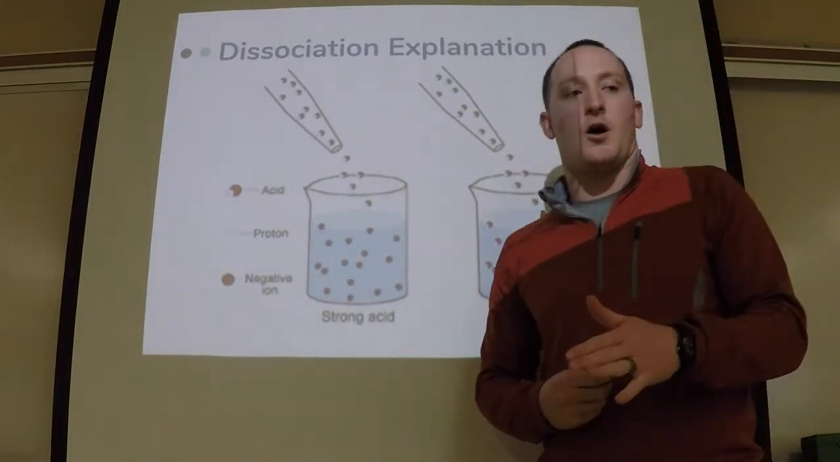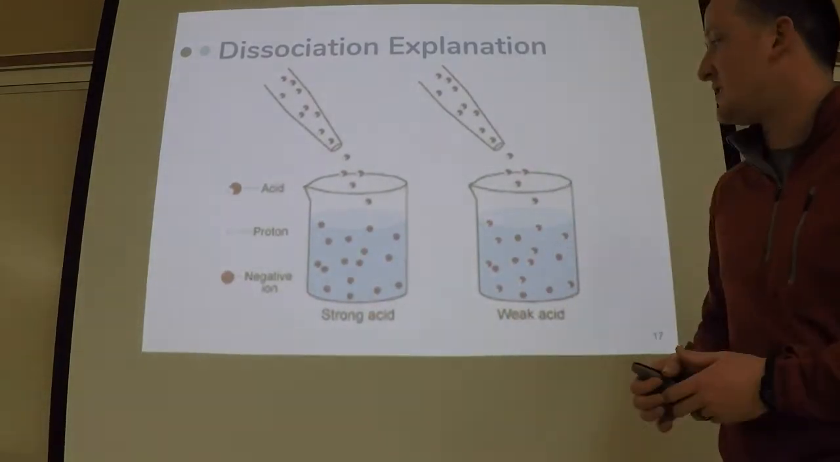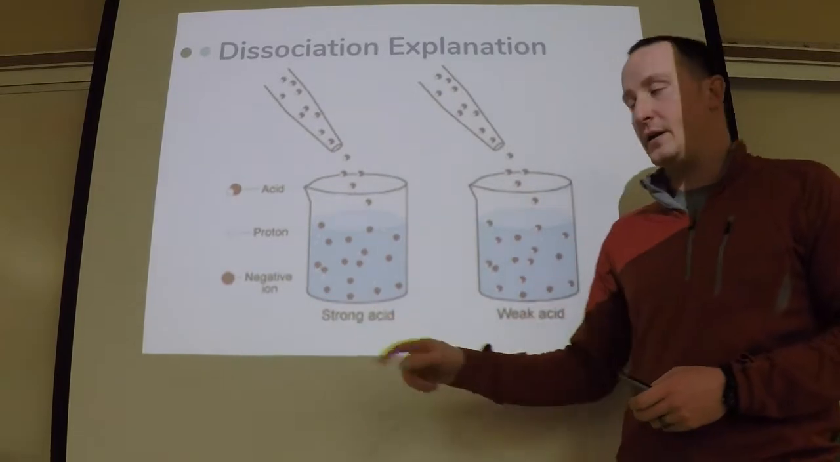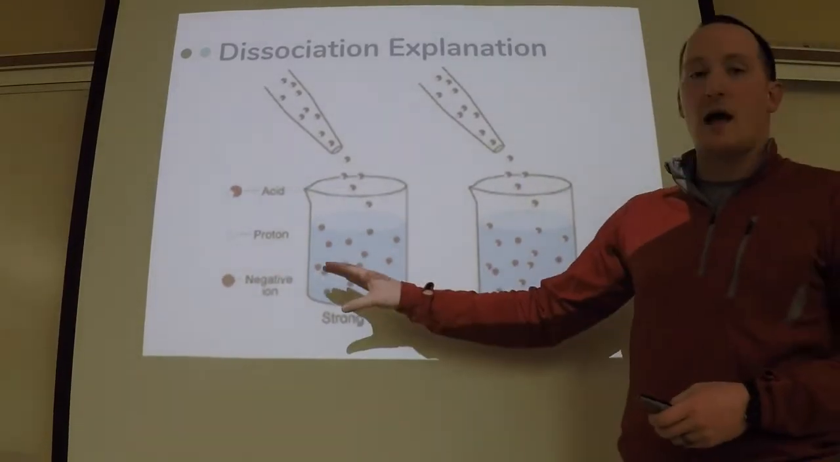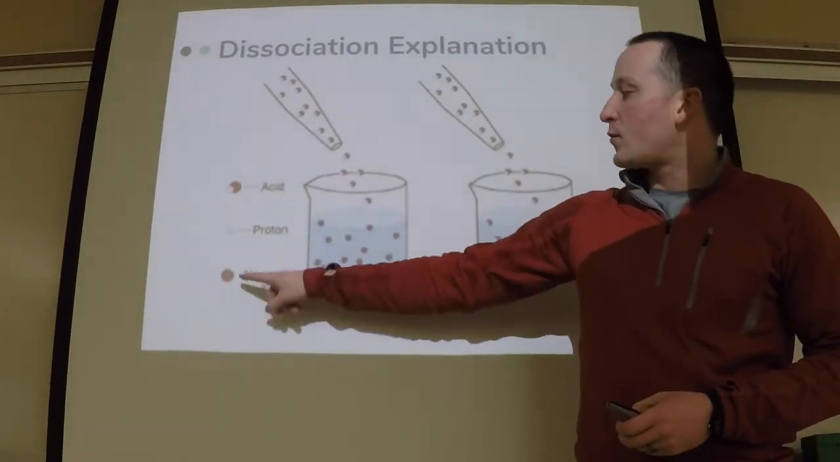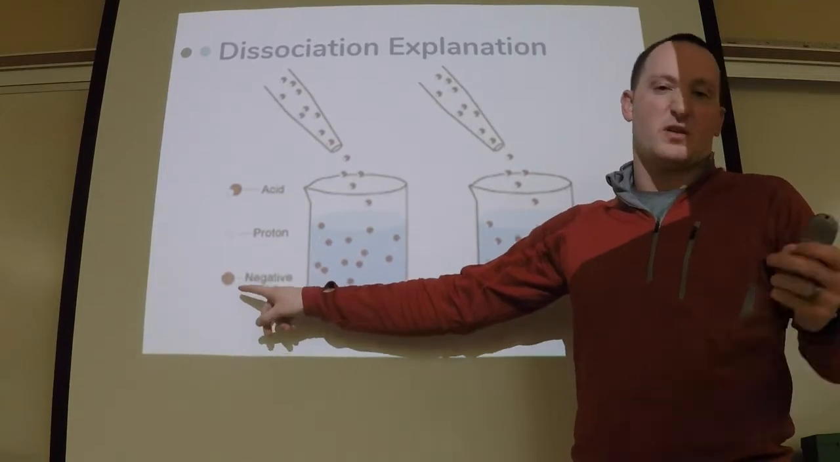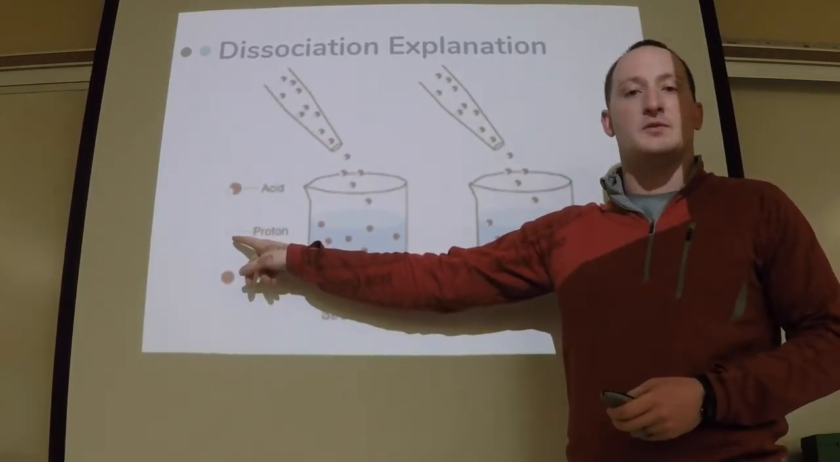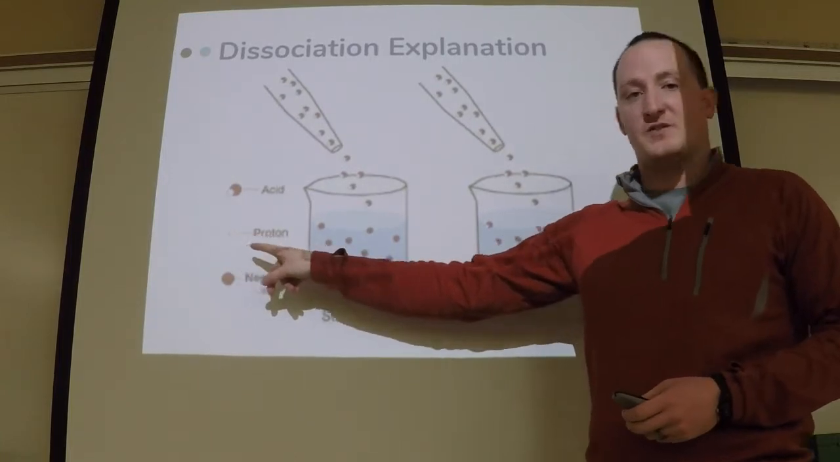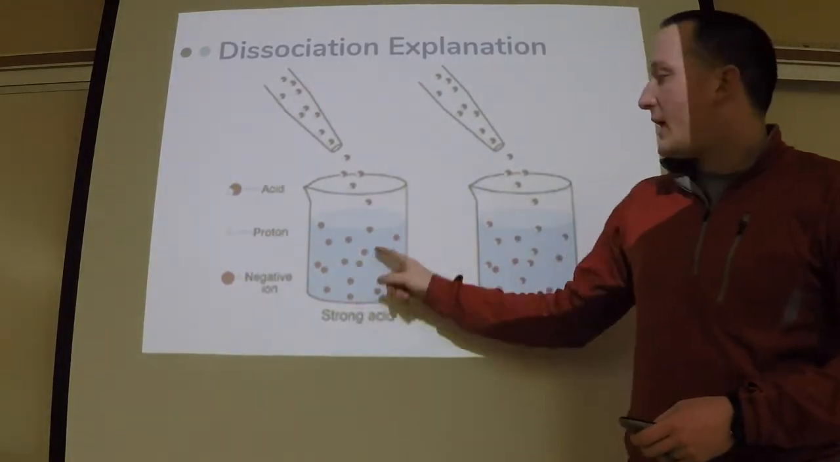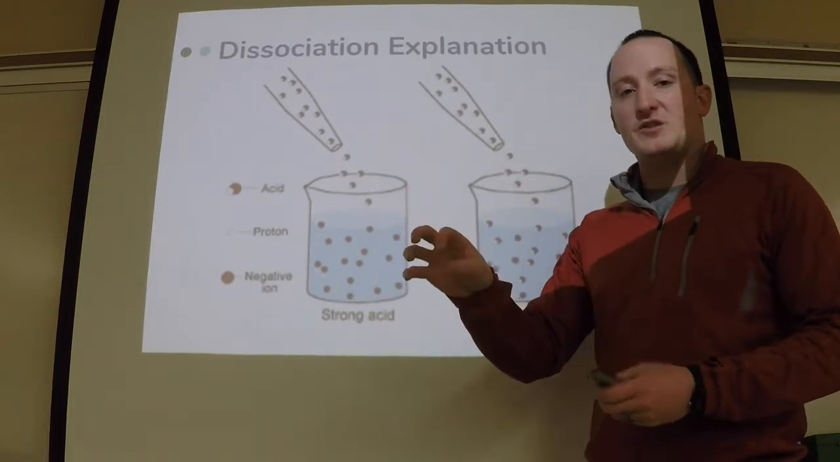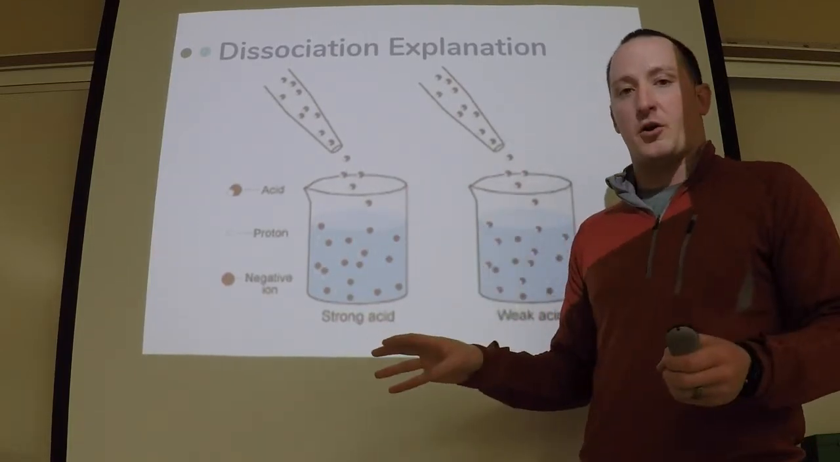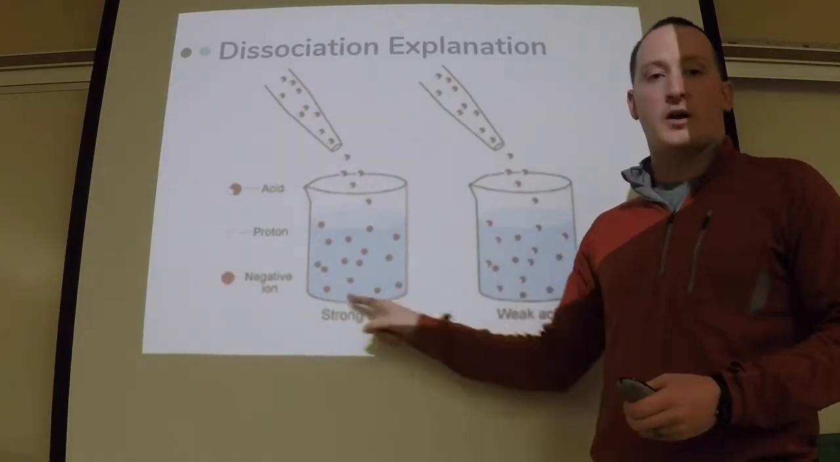Here's an example of dissociation. Now, I don't know if you can see this very well because of this white outline here, but in strong acids, red represents the negative ion. So let's say like Cl minus or chloride. And a proton is represented by this white sphere. So in a strong acid, those white spheres and red spheres are never together. Okay? None of them are connected.